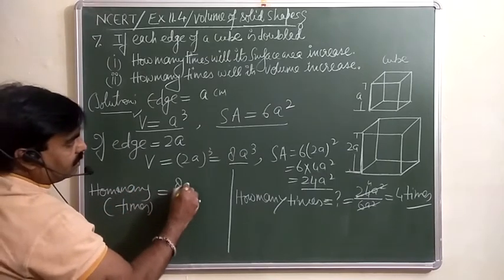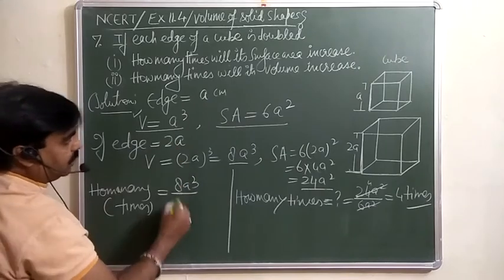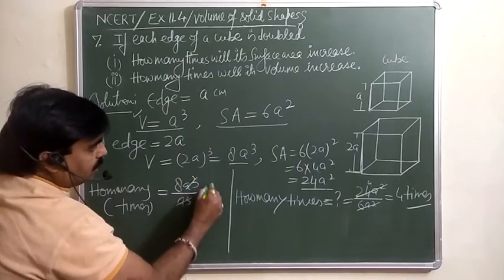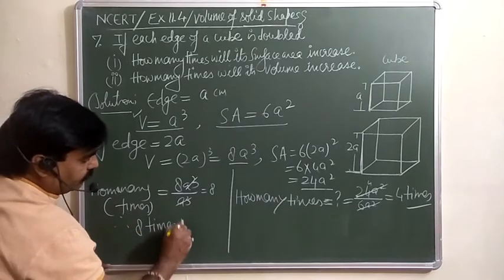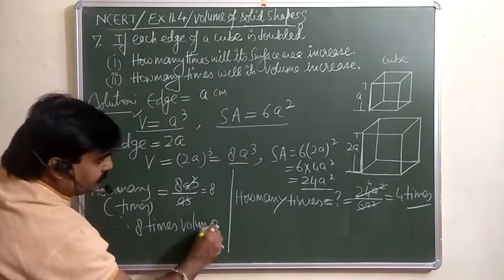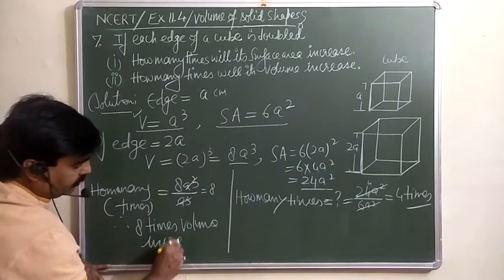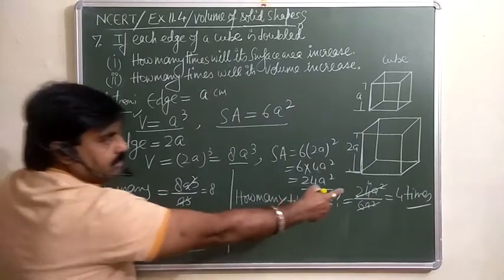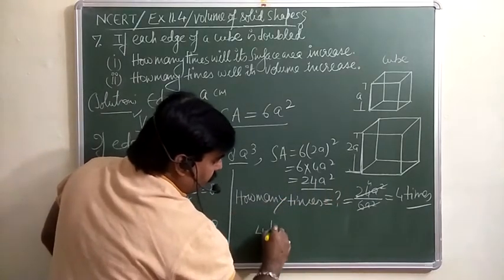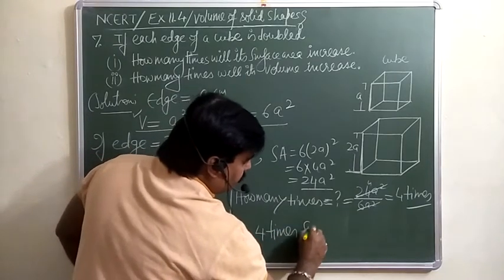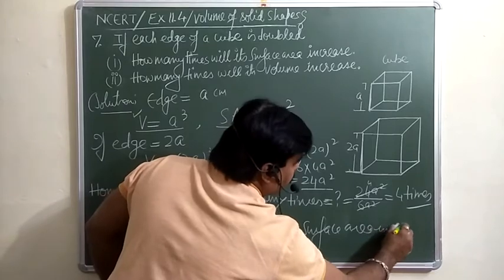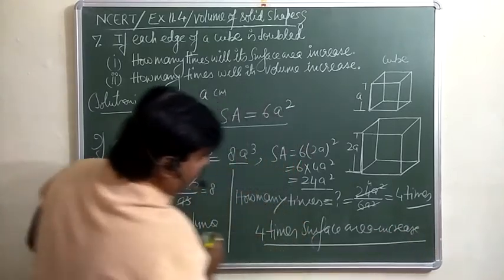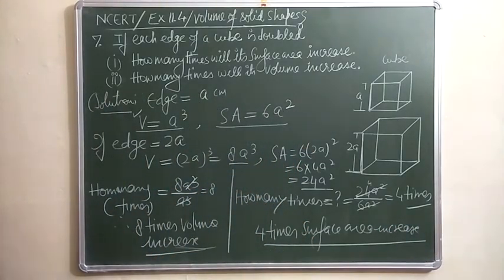Simple, 8a cube over this a cube. You can cancel, this is 8 times. So therefore 8 times is volume going to increase, and 4 times surface area increase. Here only. Have a look.